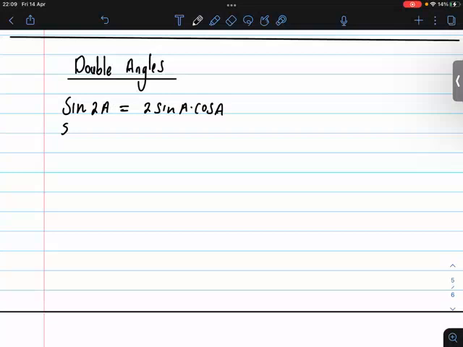I don't know why sometimes my Zoom gives up on me. So before it cut, what were you saying? I was saying about the double angles. I was starting to talk about double angles.